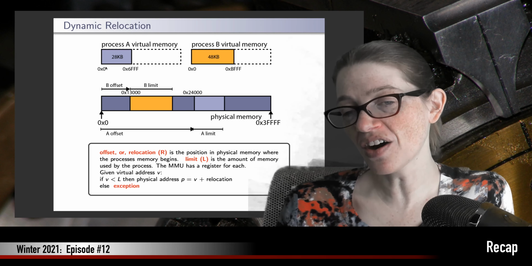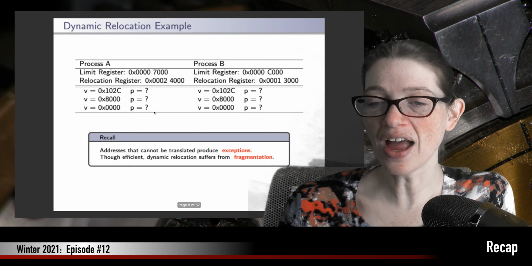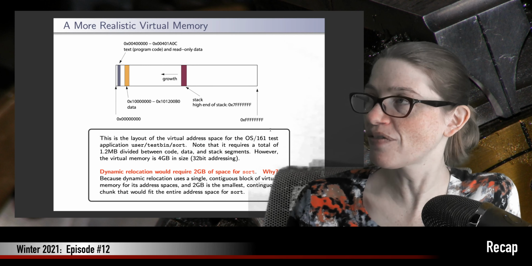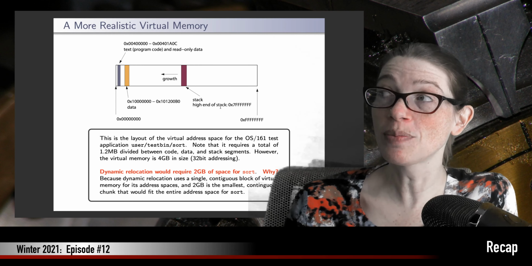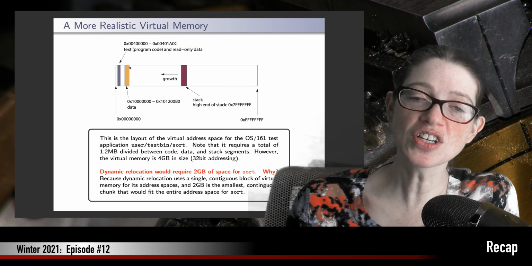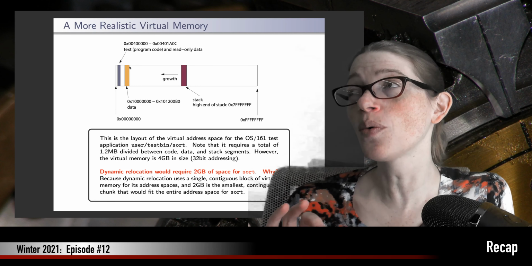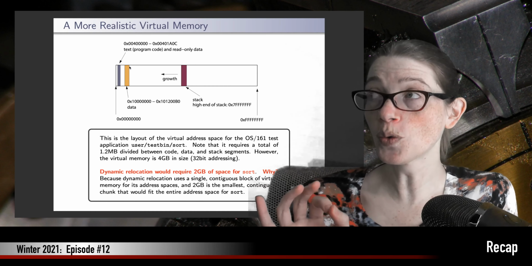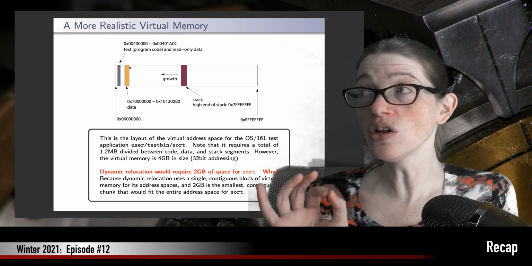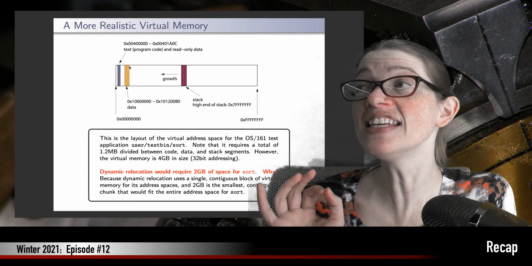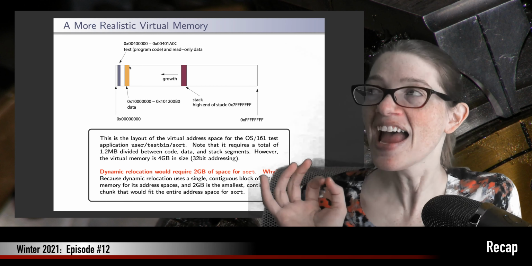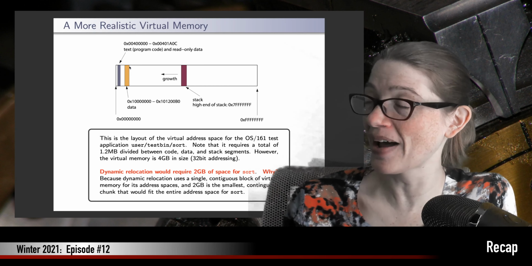Now, the truth is our address spaces aren't laid out in that way. Our address spaces were actually laid out more like this. So if this is our range of virtual addresses for a 32-bit virtual address, in OS 161, and even though we're using an OS 161 example, I want to tell you that this is also true for Windows. This is also true for Linux, and this is also true for Unix and Mac OS and BSD and iOS.